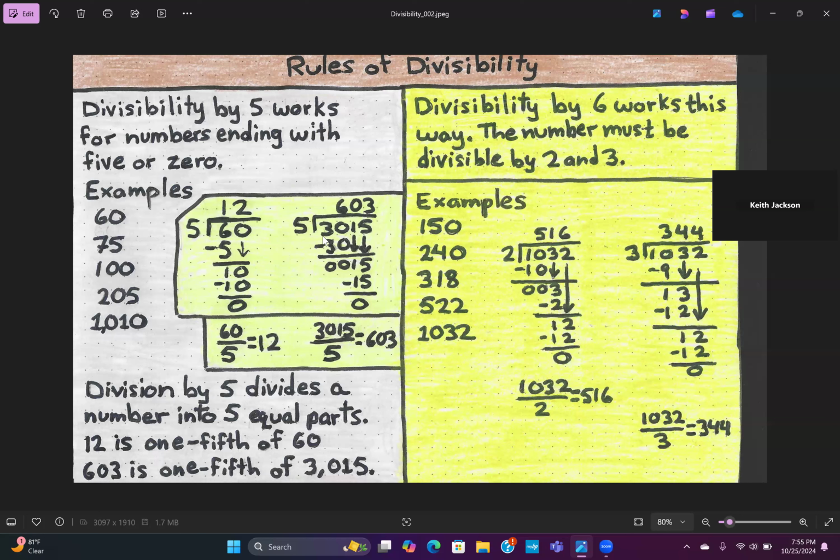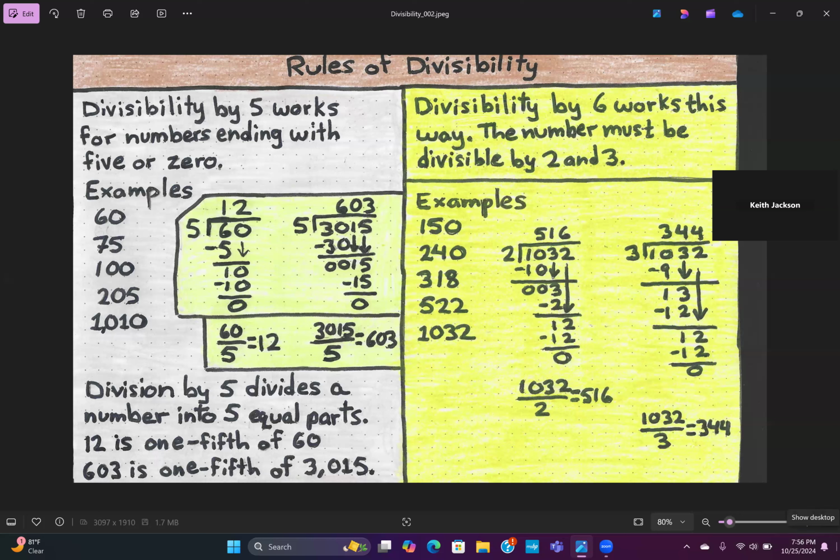The same can be true right here if we put a random number, let's say like 3015, and we know that the answer will be 603 when we divide 3015 by 5. And we know that 603 is 1/5 of 3015. All right, and so let's go to the divisibility by 6.